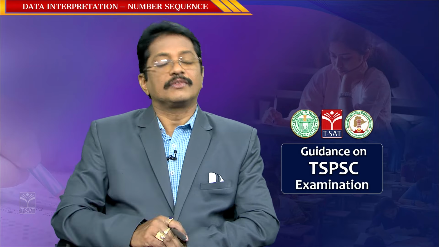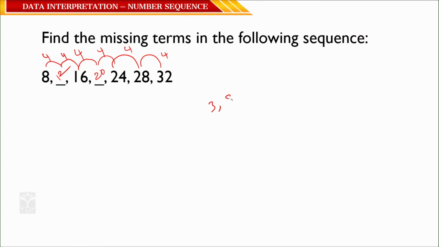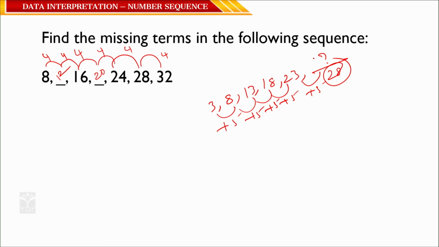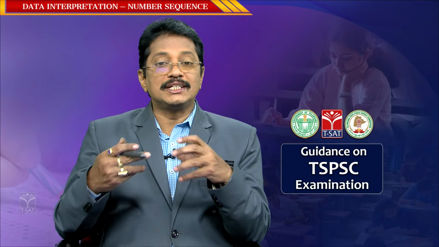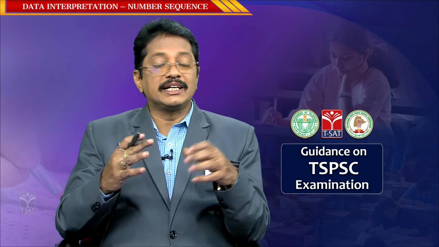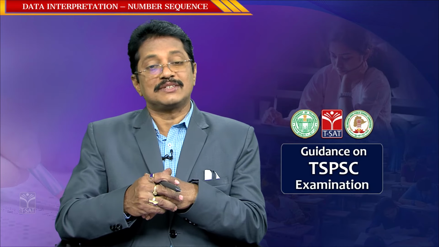For example, if it is given as 3, 8, 13, 18, 23, what is the next? You can say 3 plus 5 is 8, 8 plus 5 is 13, 13 plus 5 is 18, 18 plus 5 is 23, so 23 plus 5 is 28. So the next number is 28, understand? There are so many series and sequences, and we will discuss all of those here to get a clear concept about sequence and series.